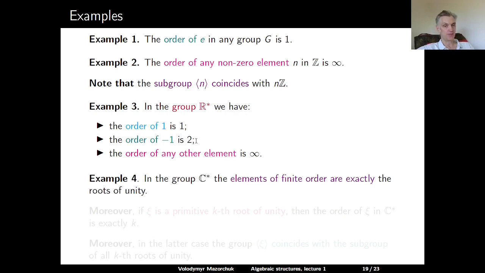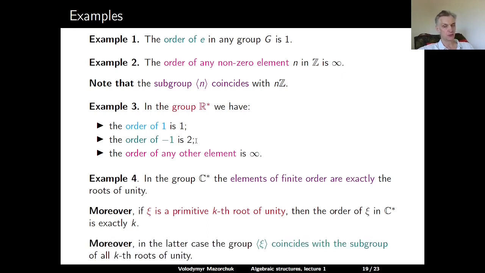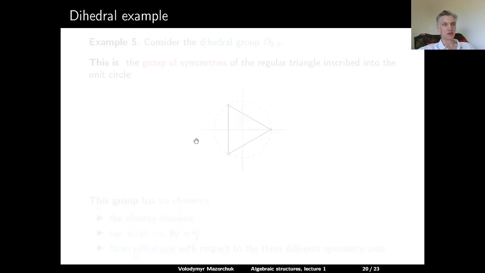Similarly, example 4, in the group of all non-zero complex numbers with respect to multiplication, the elements of finite order are exactly the roots of unity. Moreover, if xi is a primitive k-th root of unity, then the order of xi in the multiplicative group of non-zero complex numbers is exactly k. And the subgroup which is generated by this xi is exactly the subgroup in C star consisting of all k-th roots of unity. One more example considers the dihedral group D2 times 3.